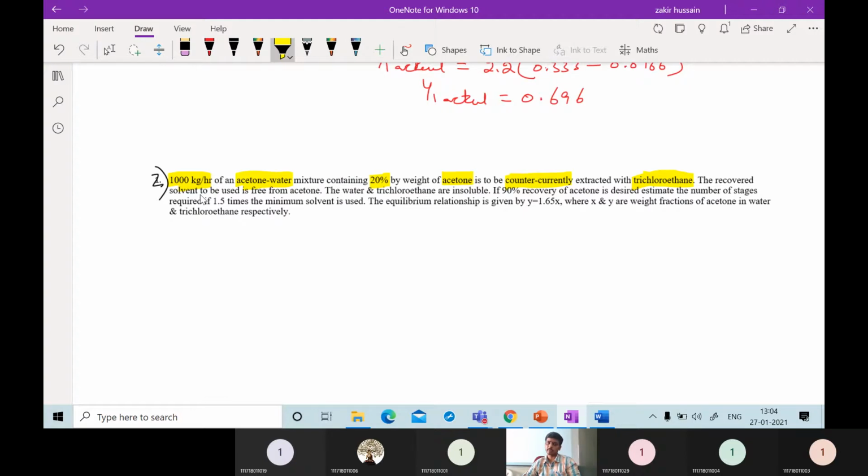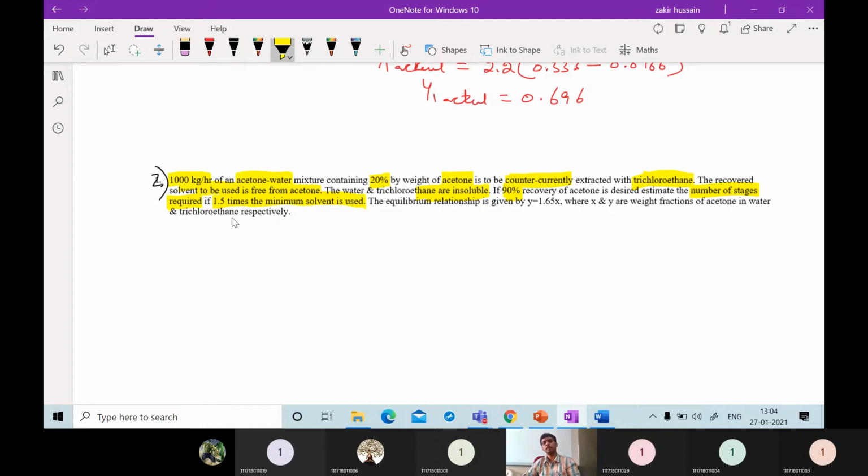The recovered solvent to be used is free from acetone. This is very important: the solvent is free from acetone, meaning Ys, or Y Np plus 1, is 0. The water and trichloroethane are insoluble, so this is the insoluble case. If 90 percent recovery of acetone is desired, estimate the number of stages required if 1.5 times the minimum solvent is used.